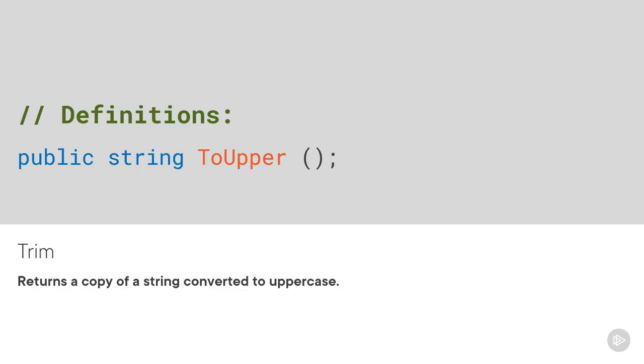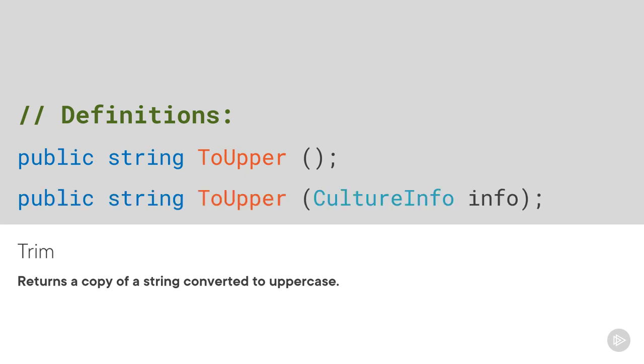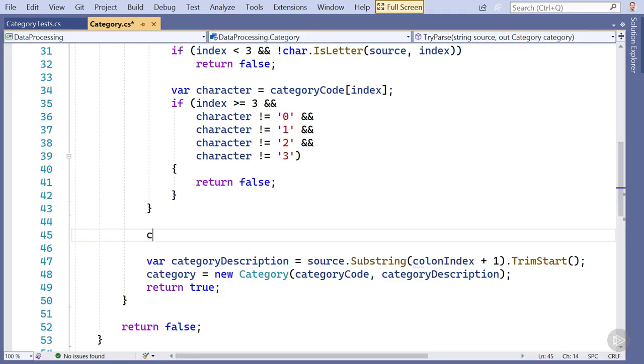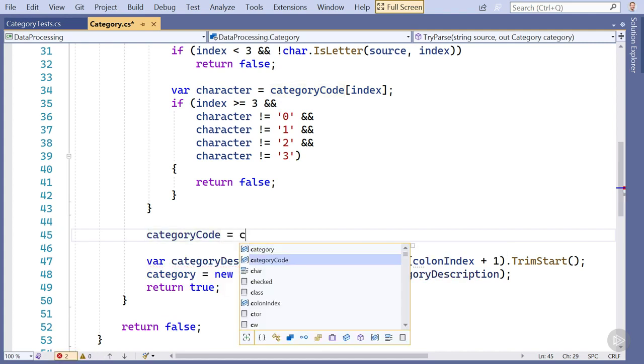ToUpper has two overloads. The first requires no parameters and returns a copy of a string where any lowercase characters are converted to uppercase. To ensure cultural rules are considered, we should generally use an overload accepting a culture info. In situations where we are dealing with data that does not need to be treated in a culturally aware manner, we can opt to use ToUpperInvariant, which applies invariant culture casing rules. We'll reassign the value of the category code variable with the result of the casing change.